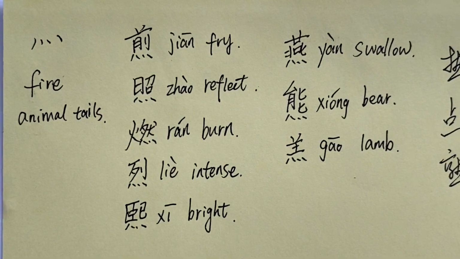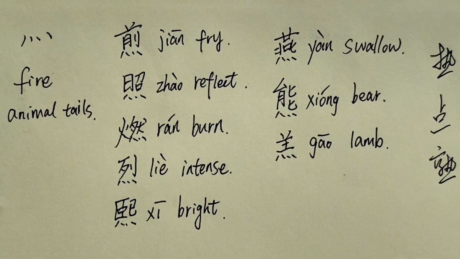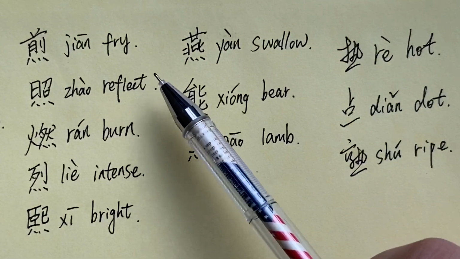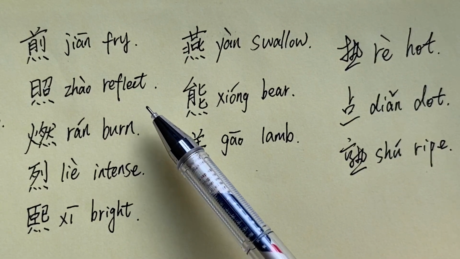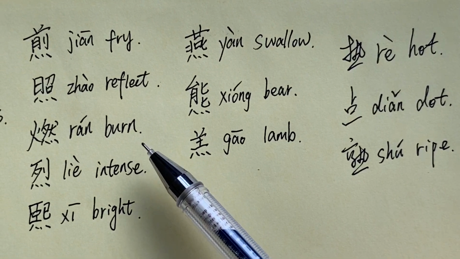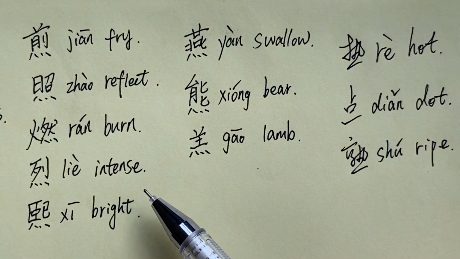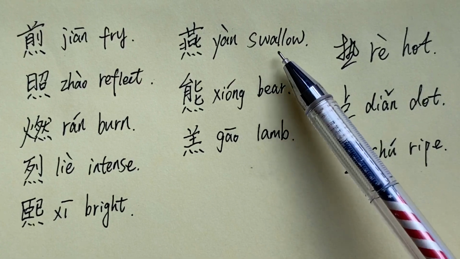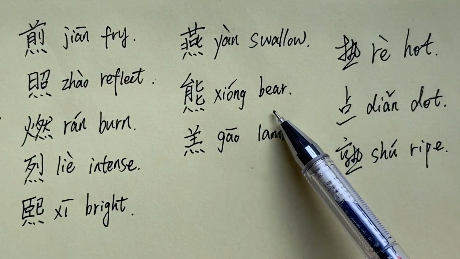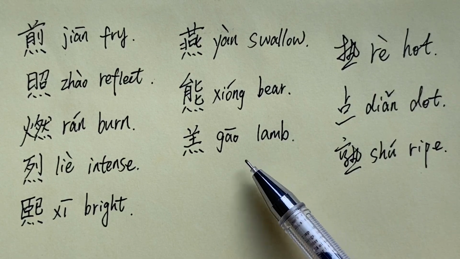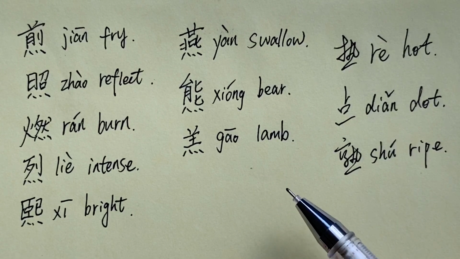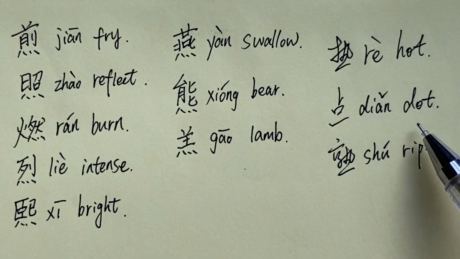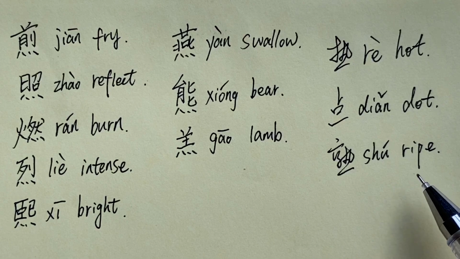四点 fire or animal tails related. 煎 fry. 照 reflect. 燃 burn. 烈 intense. 稀 bright. 雁 swallow. 熊 bear. 羔 lamb. 热 hot. 点 dot. 熟 ripe.